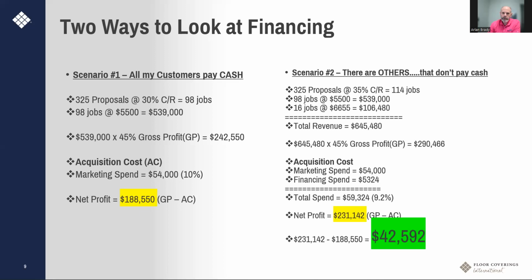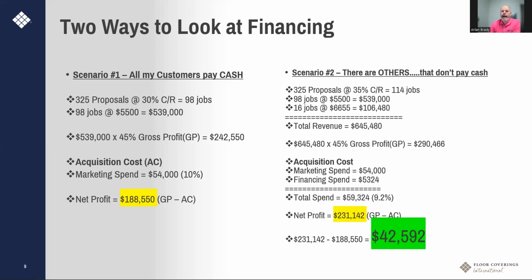The reason that we spend time going through this module is because there are a ton of franchisees that absolutely will not look at financing because they get hung up on this. I've got to spend 5% on dealer fees. I've got to spend 5%. I'm losing margin. And it's not the way to look at it. You're actually making more money.